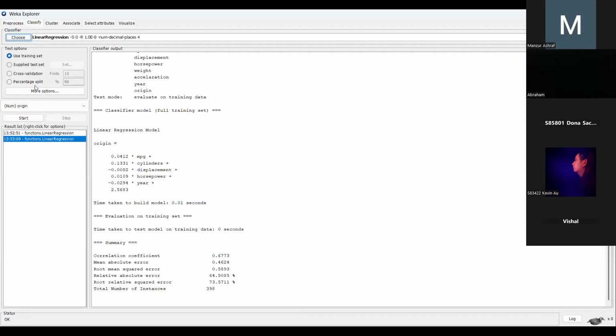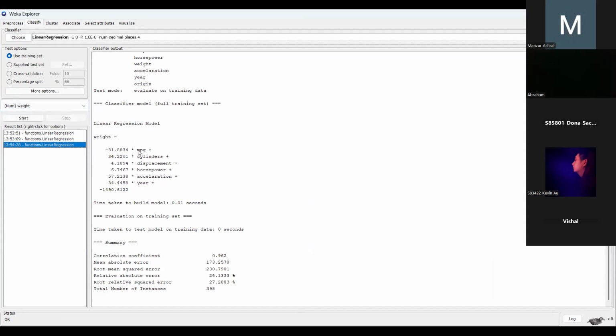I can go to classify, and I can see from here which one is the number. The number is selected on the left side, which means that I can predict any of these. I can predict the weight of the car. I can click start. I can see the weight depending on these factors. For example, acceleration is the highest attribute, so if you accelerate more, the weight is bigger. Or horsepower, if you increase it, the weight becomes bigger. But MPG, if you increase it, the weight becomes smaller because it has a negative coefficient.